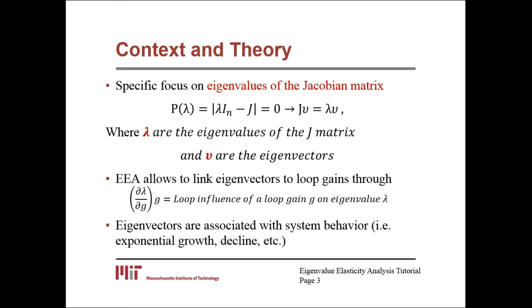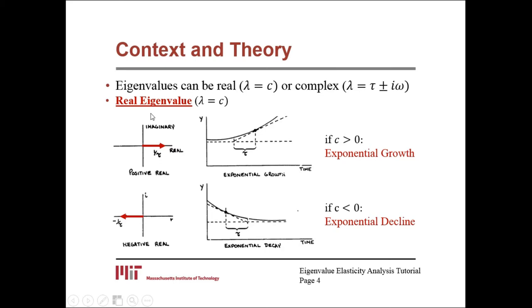So, as a summary, the eigenvalues are associated with system behavior, for instance, exponential growth or decline. And also, additionally, the eigenvalues of the Jacobian matrix can be real or complex. In the case that we have real eigenvalues, if we get positive real eigenvalues, we can relate that result to an exponential growth behavior. And on the other hand, if we have negative real eigenvalues, we can relate that particular result to an exponential decline behavior.